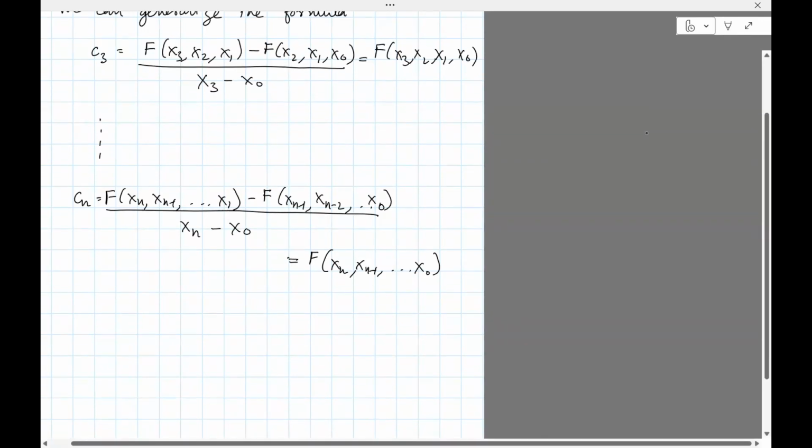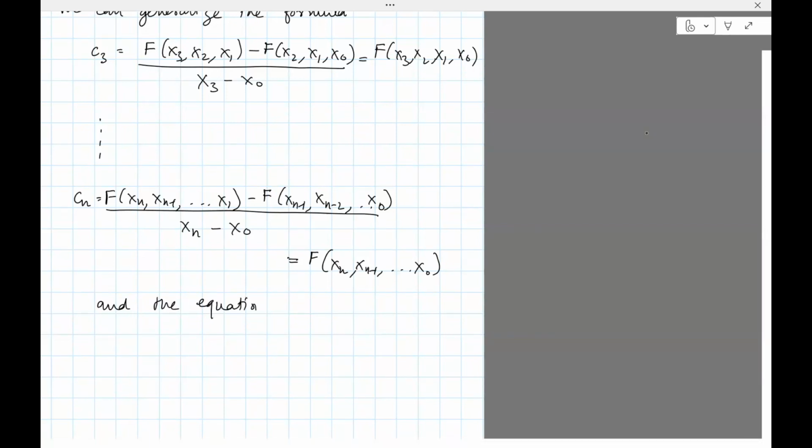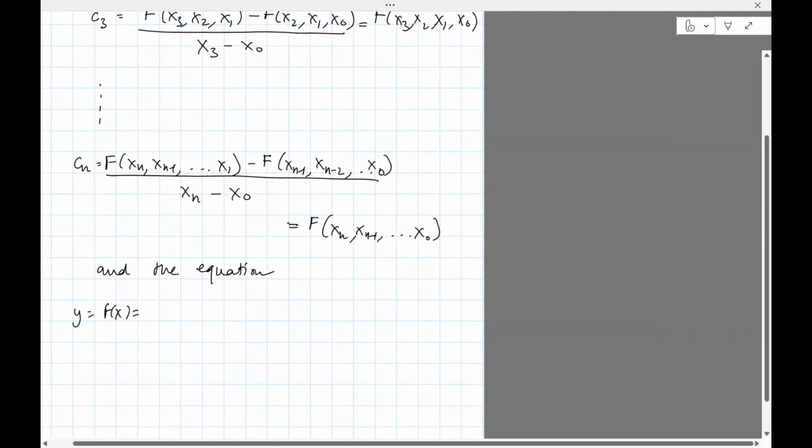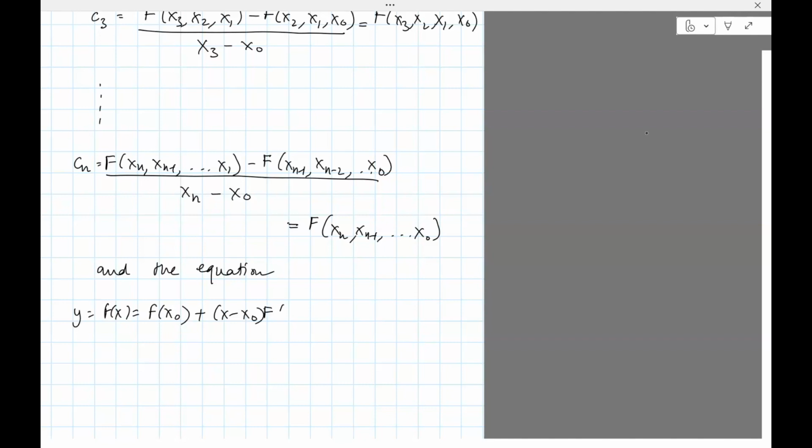Okay, and the equation which we are really interested in is f of x equals f of x0 plus x minus x0 capital F x1 x0 plus x minus x0, x minus x1, capital F x2 x1 x0.